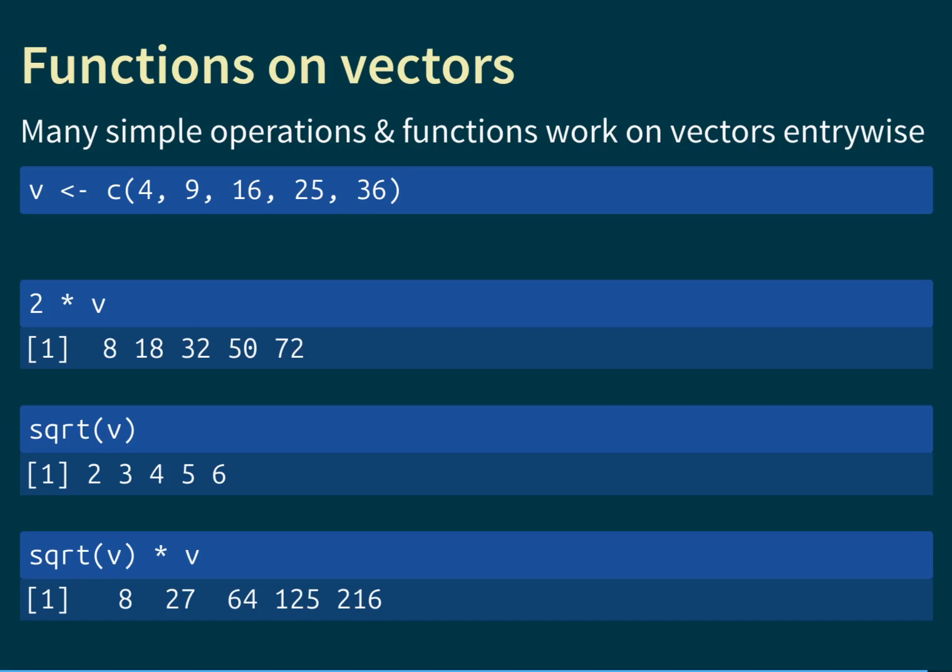And what will happen is these will be multiplied together entry-wise, and therefore we will get 2 times 4, which is 8, 3 times 9, which is 27, and so on and so forth. And this way we will get the result back, which is itself a vector of the same length as the original vectors v and square root v.